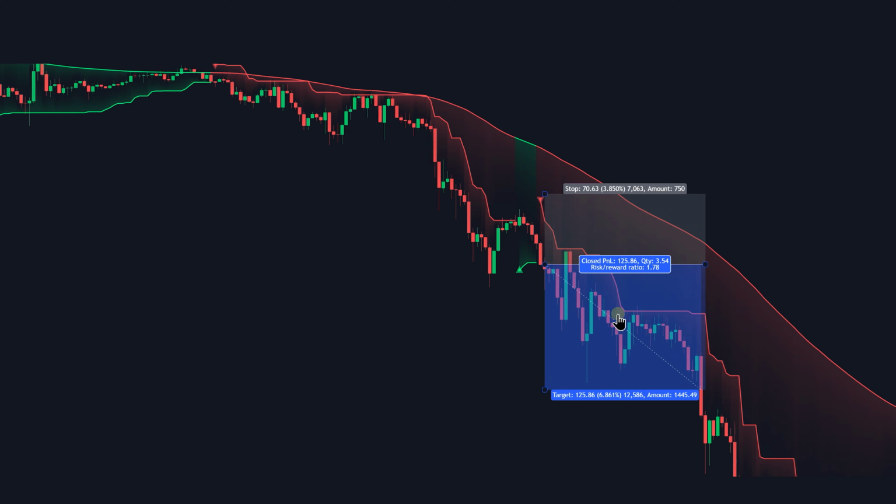One thing I like about this approach is that it combines trend identification and trade management into a single system. Instead of constantly wondering whether the trend has changed, the moving average and the Supertrend work together to keep you aligned with the current market direction.